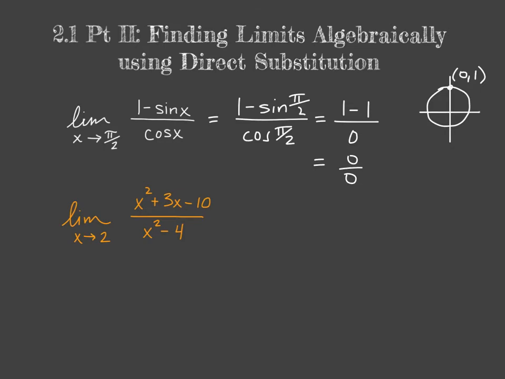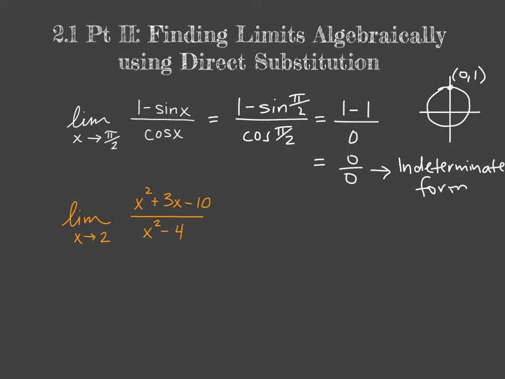Now, in calculus, actually in math in general, if you get something of the form 0 over 0 or infinity over infinity, which we'll see later, this is called indeterminate form. It actually means that the limit still does exist. We just can't find it using direct substitution. We have to go further.